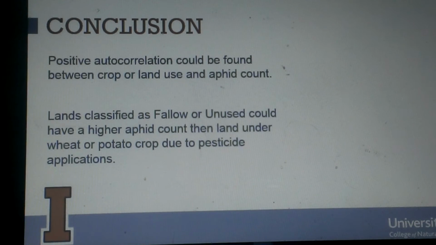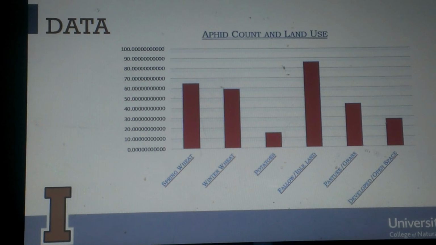In conclusion, positive autocorrelation could not be found between crop or land use and aphid count as far as location goes. The land use classified as fallow or unused land could have a higher aphid count than land under wheat or potato crop due to pesticide applications, but that would not explain for open and developed spaces.